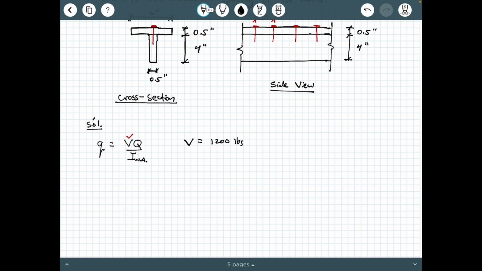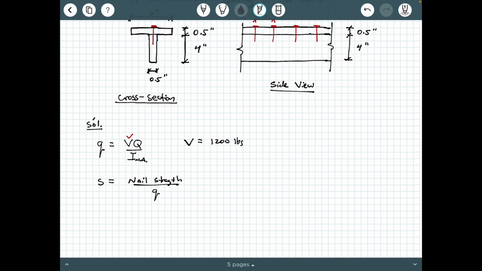So we're going to calculate q, and then we're going to say that spacing S is going to be the shear strength of each nail, so nail strength, divided by the q that we're calculating here.